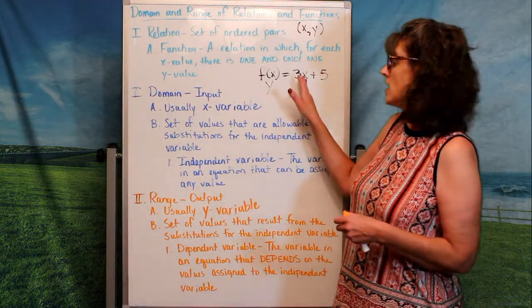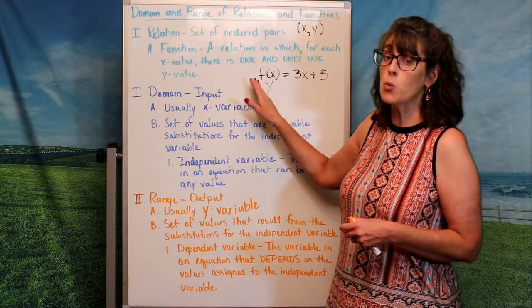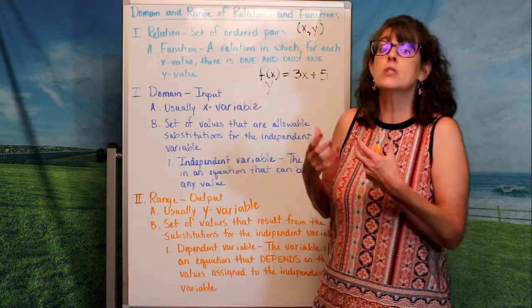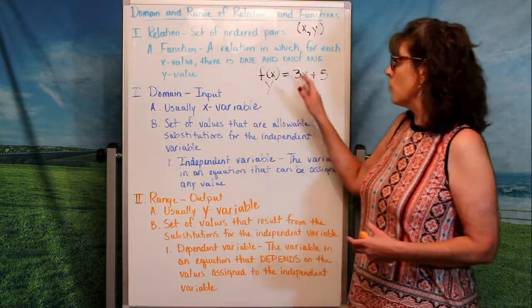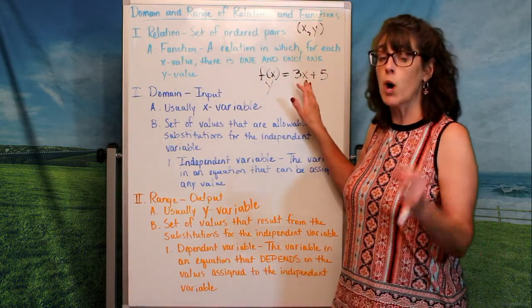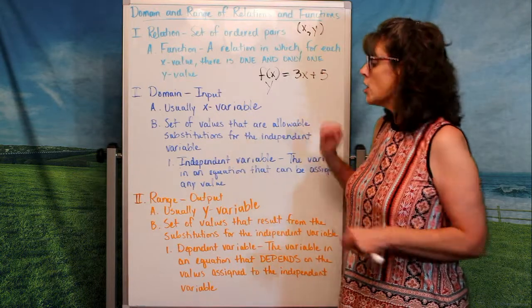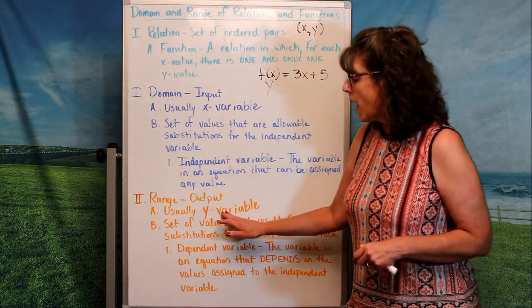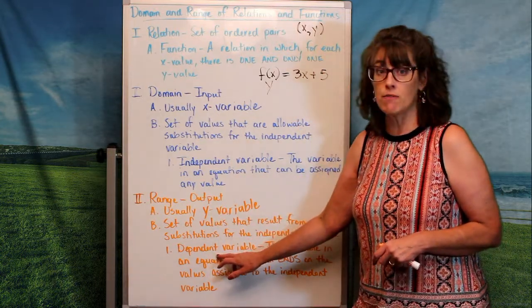that is the variable that can be assigned any value, the x. The y is the one that its value depends on whatever I put in for x. The y depends on what I put in for x. So therefore, that y value is what we call a dependent variable.